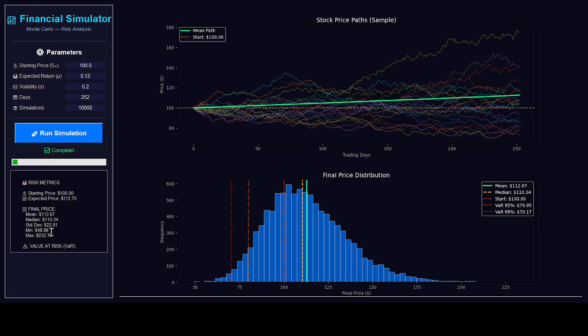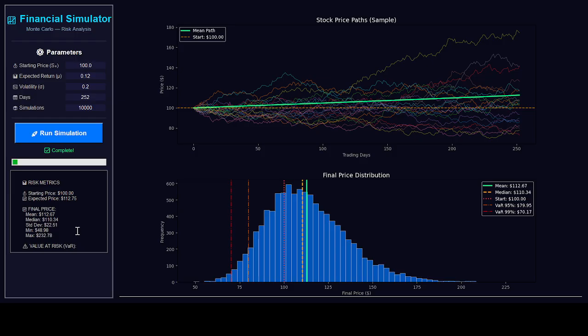The next and the most important parameter in statistics is standard deviation. The standard deviation measures variability. It tells us how widely the results are spread around the mean. A larger standard deviation indicates greater uncertainty and higher risk. In finance, risk and uncertainty are often measured using standard deviation.